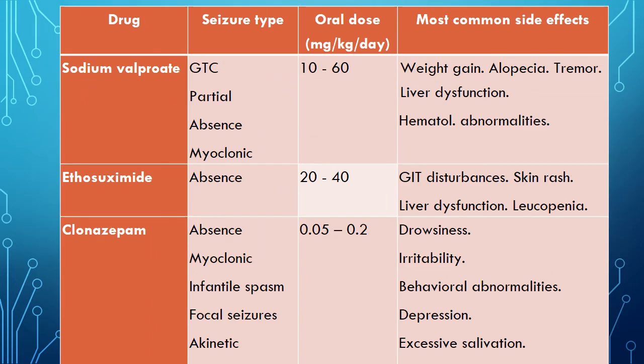Sodium valproate and clonazepam are broad-spectrum anti-epileptic medication. They can be used to control nearly all types of seizures. Ethosuximide is the first drug of choice used for treatment of typical childhood absence epilepsy. However, ethosuximide can exaggerate focal and generalized tonic-clonic seizures.